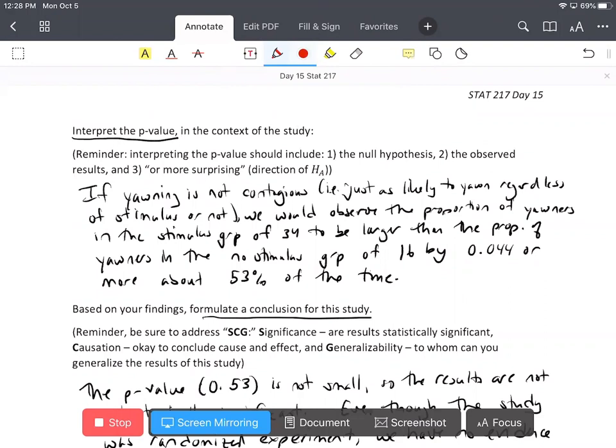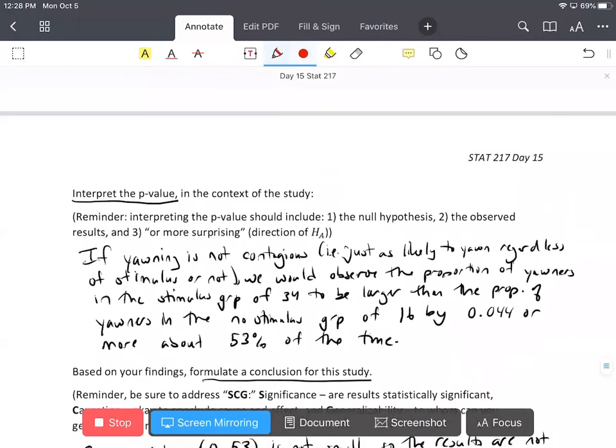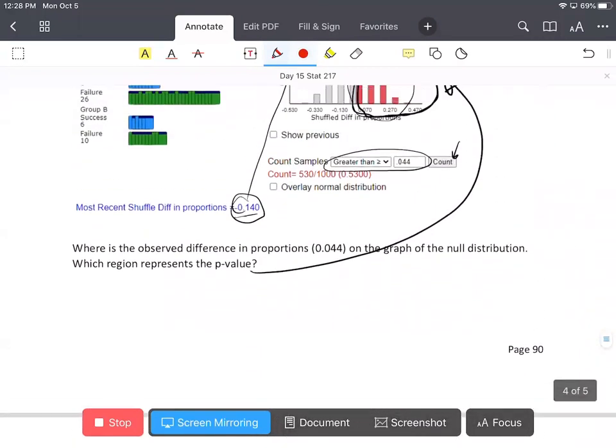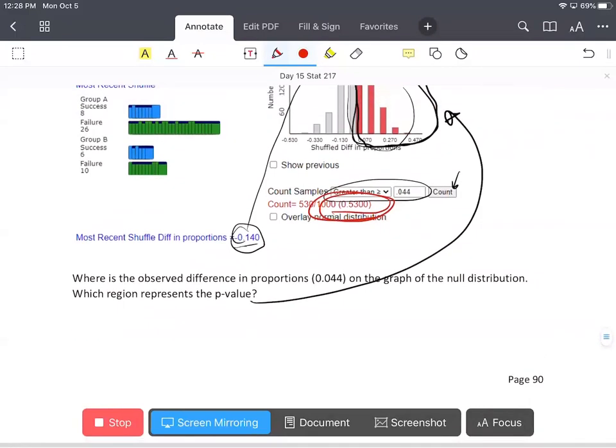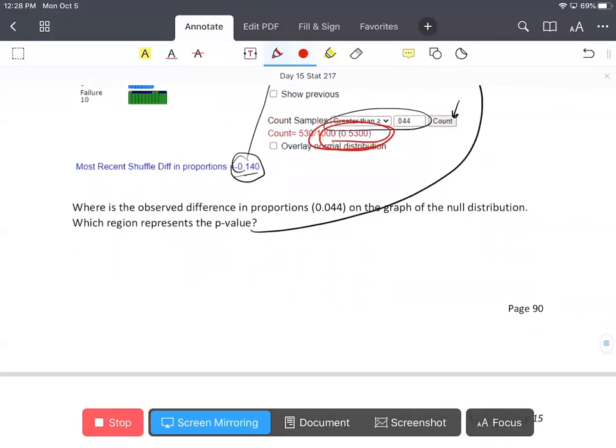So remember, we're going to interpret the p-value. We want to include the null hypothesis, the observed results, and the "or more surprising" direction in relation to the alternate hypothesis. So first of all, we need the p-value. If I go back up here, do we have a p-value? Yes, the p-value is right here. It's 0.53, because remember, it takes the count and calculates it for us.